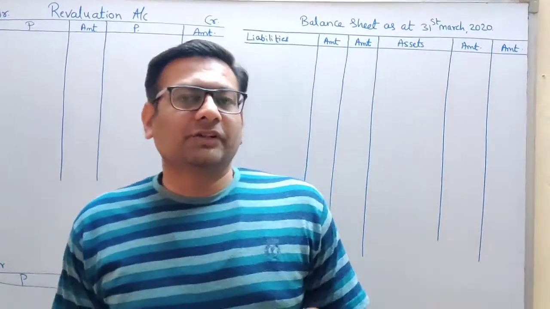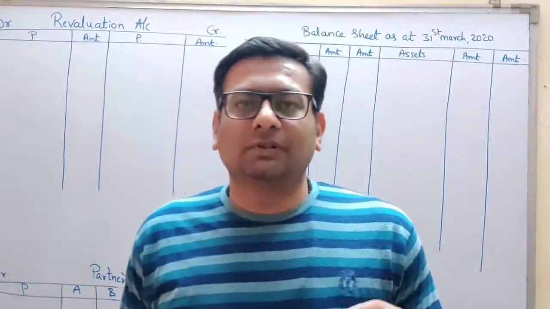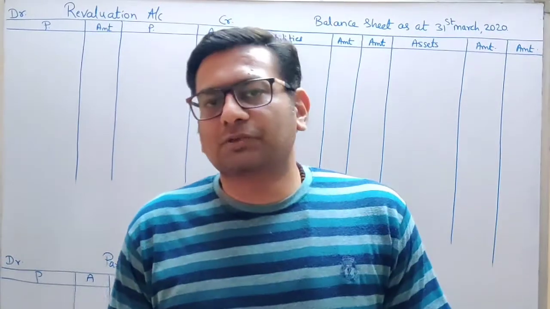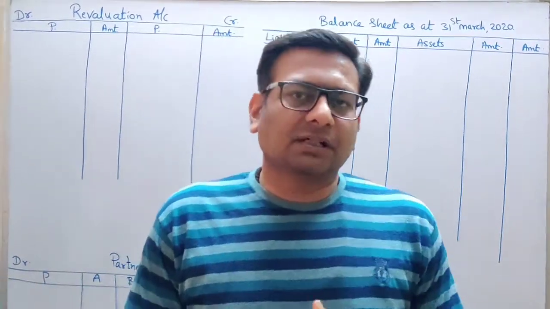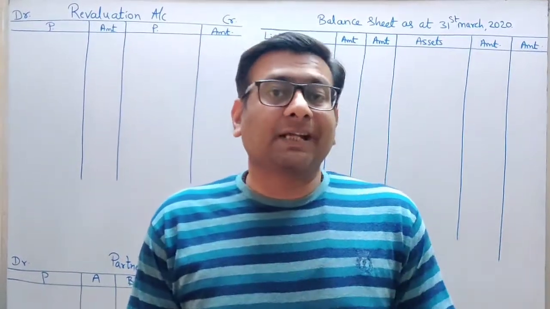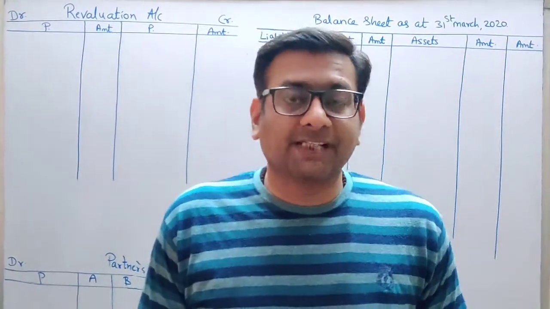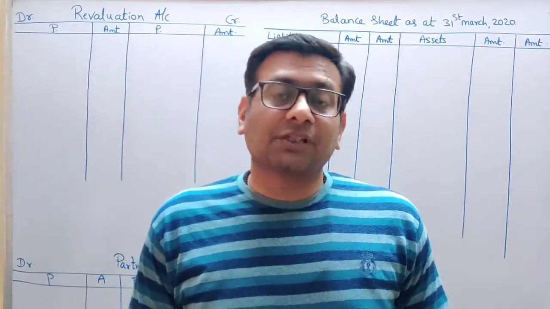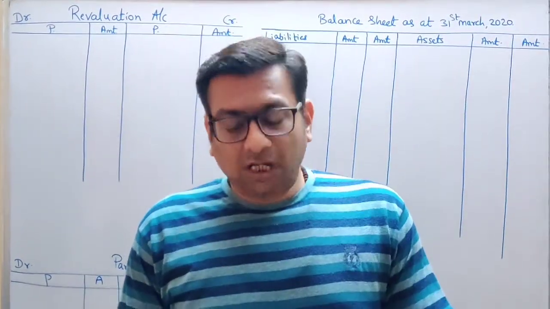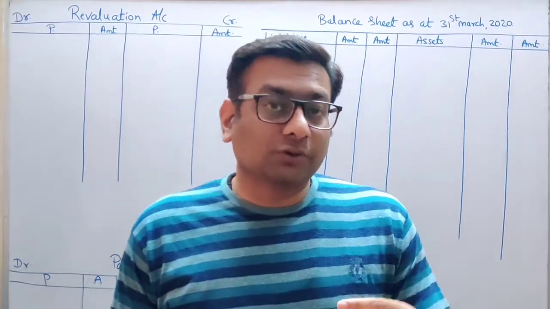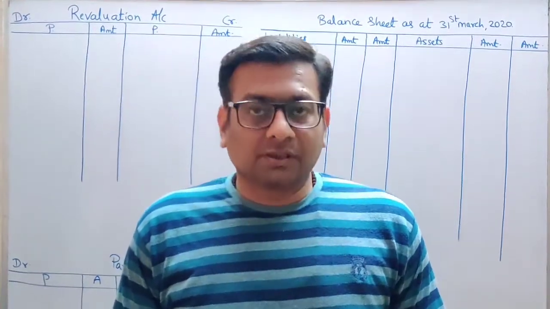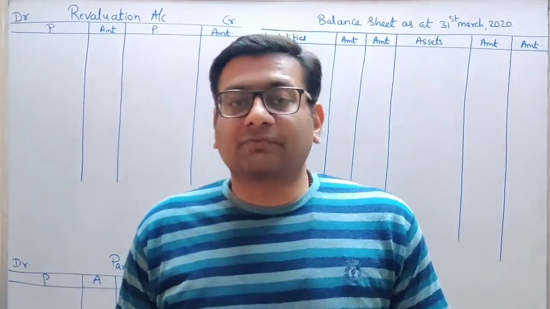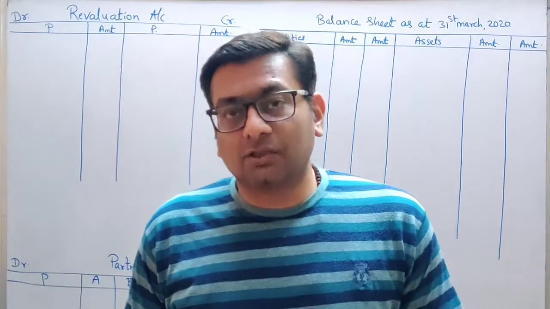Hello students, today we are going to take one sum of admission of a partner from this topic. In previous videos, in previous parts, I have explained the concept of the topic. I explained the very first thing, how to calculate the new profit sharing ratio. The second part was about the treatment of goodwill, how to record goodwill in the accounts. And the third part was about the treatment of accumulated profits, reserves and losses.